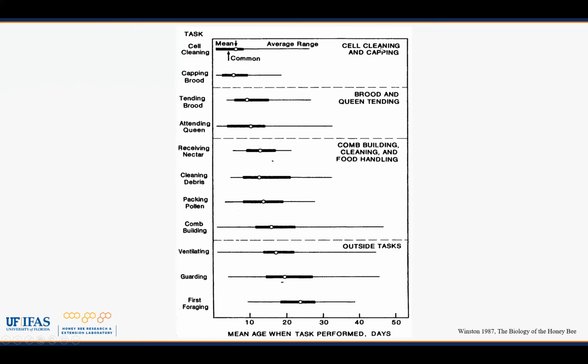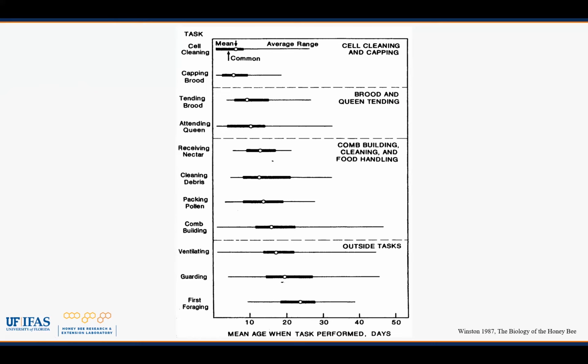So for example, in the cell cleaning and capping task, they'll do some cell cleaning behaviors and some capping brood behaviors. In the brood and queen tending task, they'll tend brood and attend queens. In the comb building, cleaning, and food handling, they'll receive nectar, clean debris, pack pollen, build comb. And in the outside task, they'll ventilate the nest, guard, and forage. So I'm going to talk about all these in detail, so don't panic that I've gone through it fast.